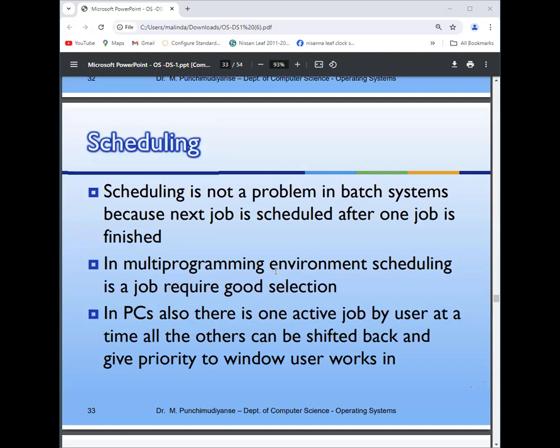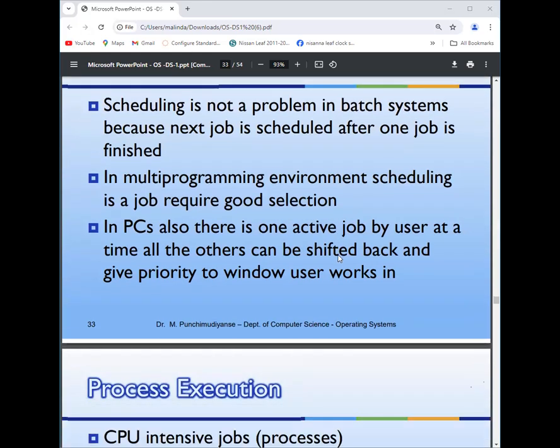There are different mechanisms, which we call process scheduling algorithms, in order to do this job. There are some active jobs at one time, and others have to wait until the one that gets the chance is finished working.